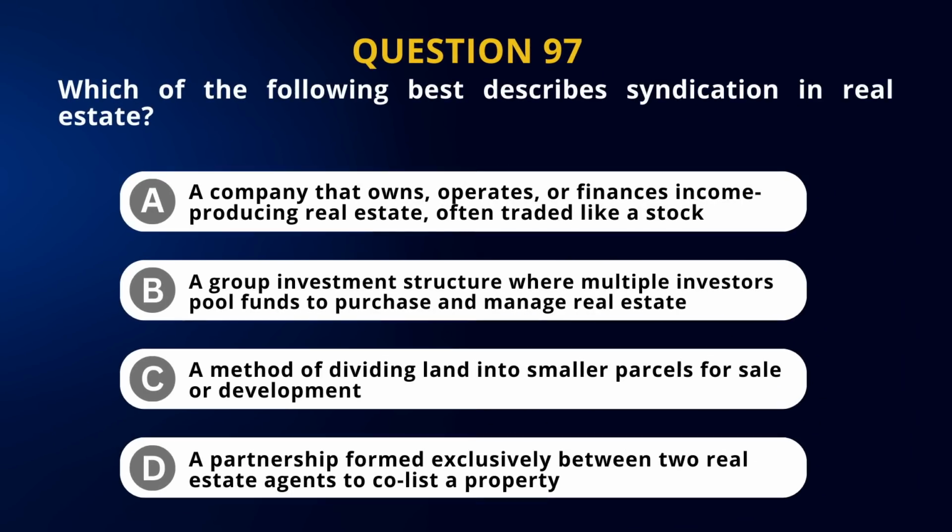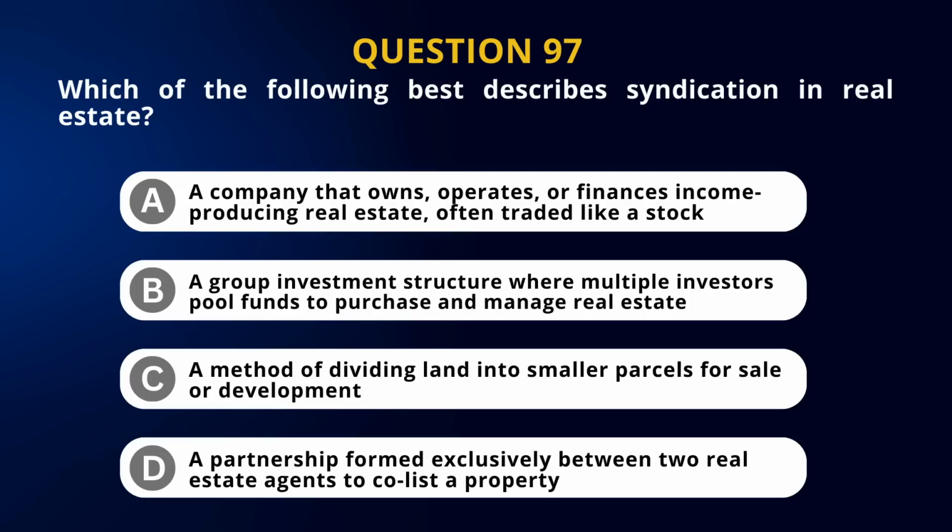Question number 97. Which of the following best describes syndication in real estate? Letter A, a company that owns, operates, or finances income-producing real estate, often traded like a stock. Letter B, a group investment structure where multiple investors pool funds to purchase and manage real estate. Letter C, a method of dividing land into smaller parcels for sale or development. Letter D, a partnership formed exclusively between two real estate agents to co-list a property.